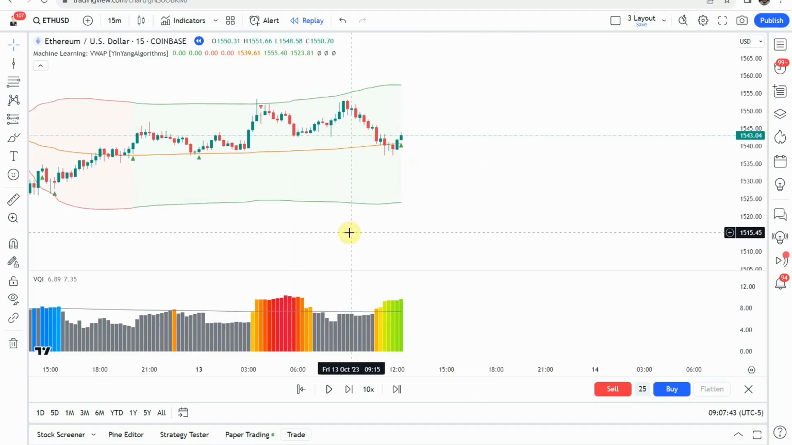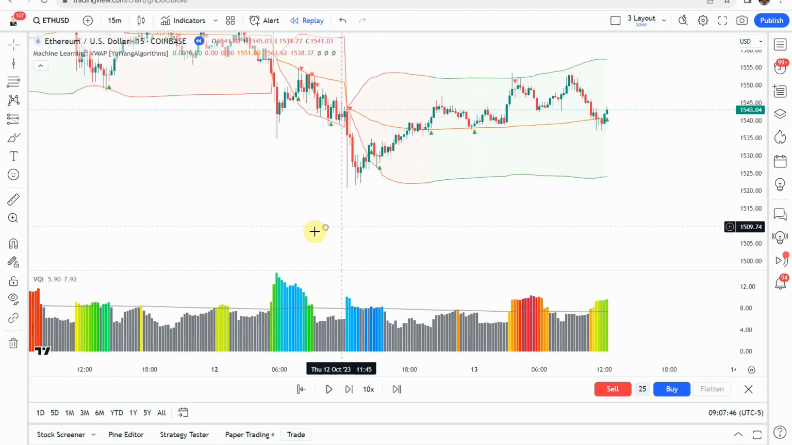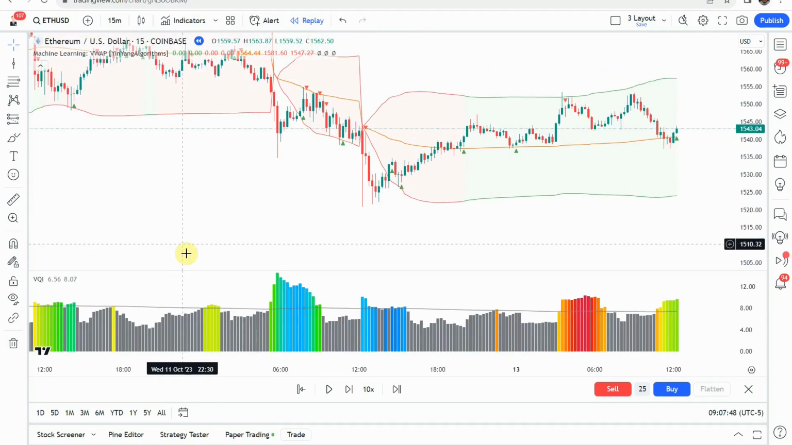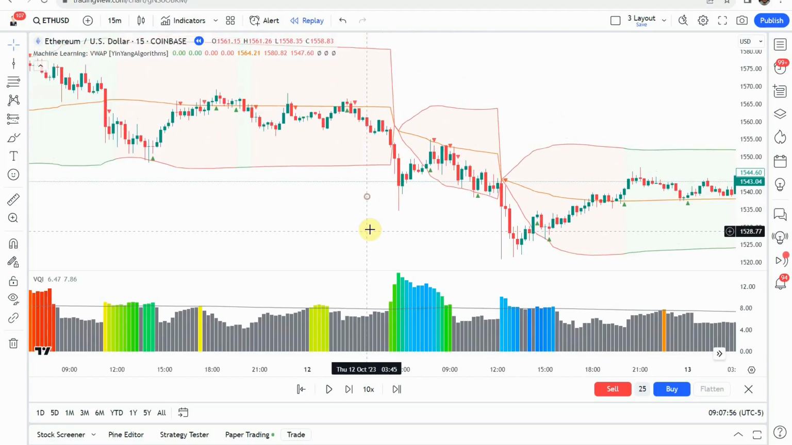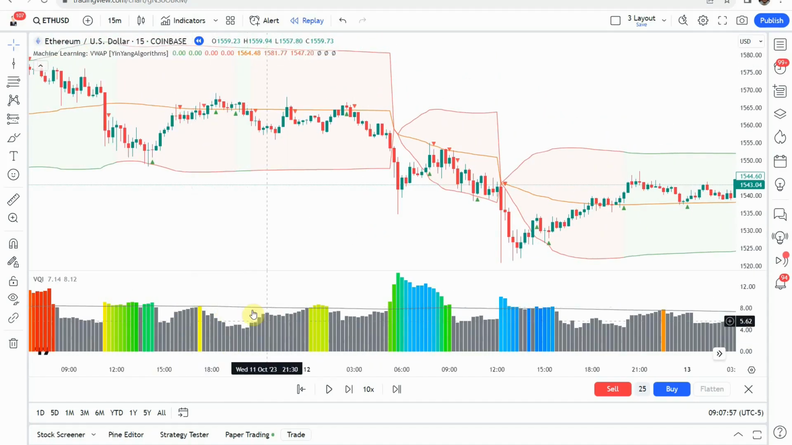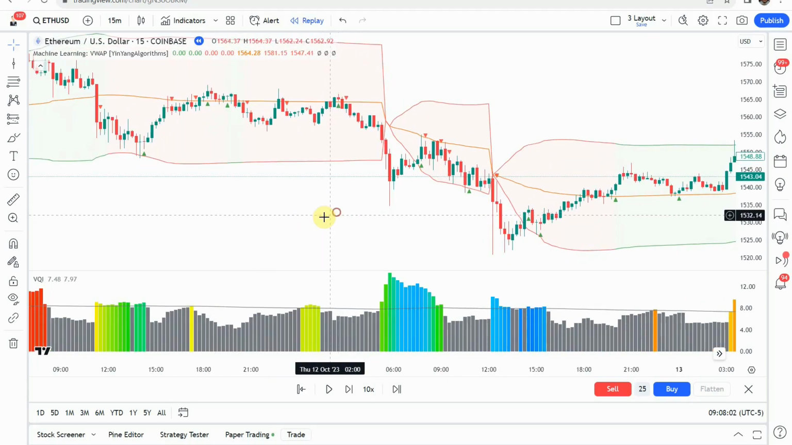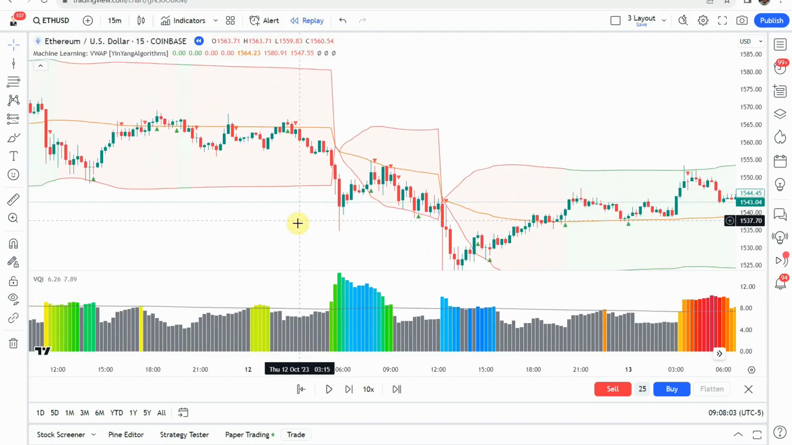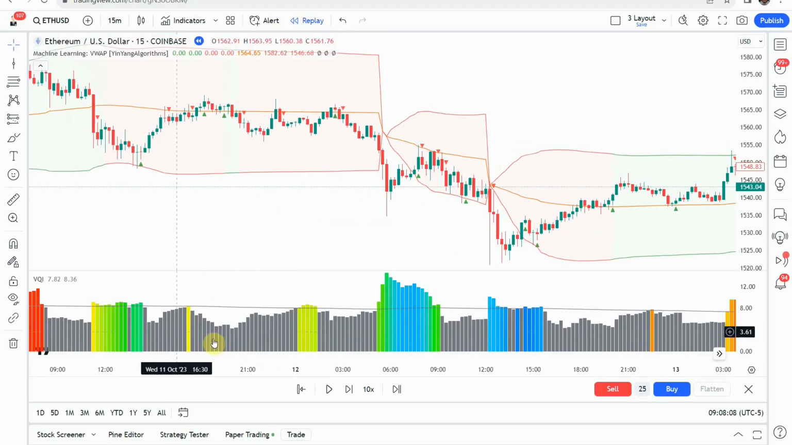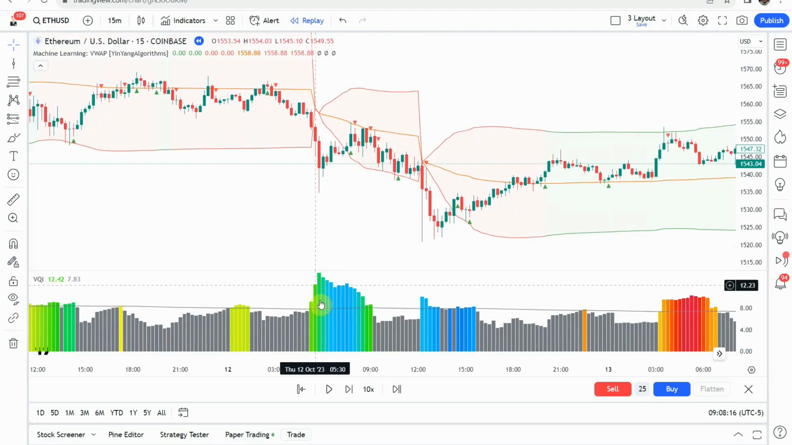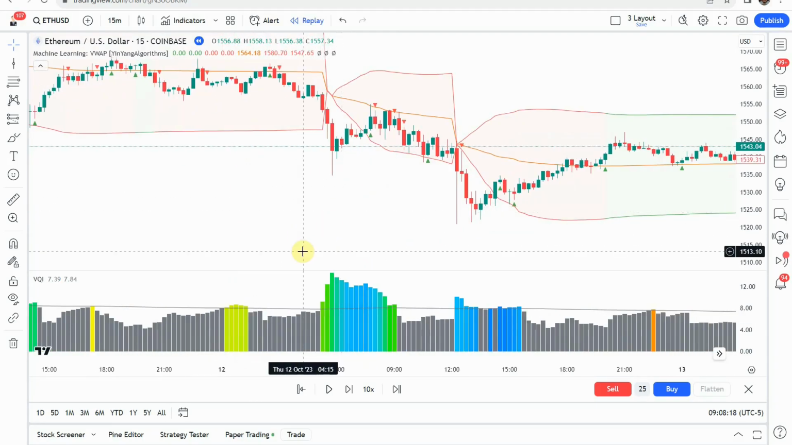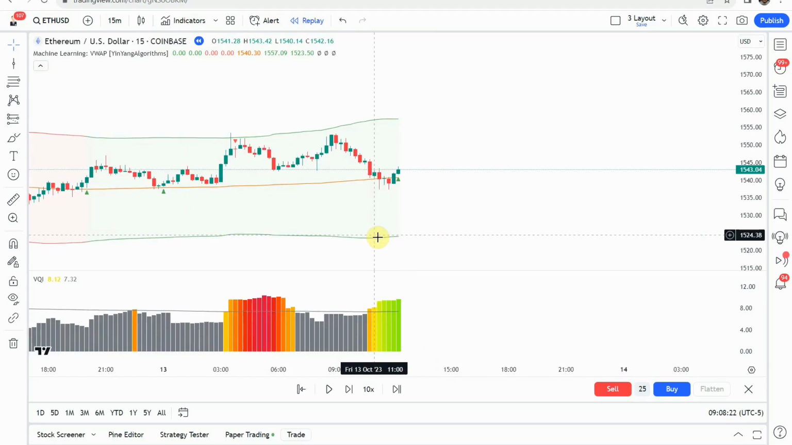The volatility quality index basically gauges the quality of the volatility in the market, as the name implies. What it's doing is gauging the volatility or the movement in the market to determine whether or not it has momentum behind it. When these bars are gray like this, the market is in a ranging or low volatility state. When we get these spikes in colors, that means the volatility is high and the volume is kind of taking off.